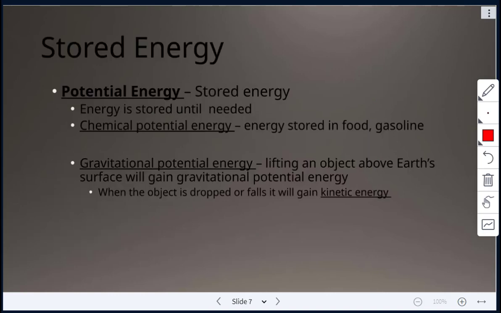All right, so next we are talking about stored energy. Stored energy is called potential energy. It has the potential to do something. So it is energy that is stored until needed. An example of chemical potential energy would be the energy that's stored in food or energy stored in gasoline. Gravitational potential energy is, for example, if you lift an object above Earth's surface, then it will gain gravitational potential energy. And then if you drop the object or it falls, then it will gain kinetic energy, and kinetic energy is the energy of movement.